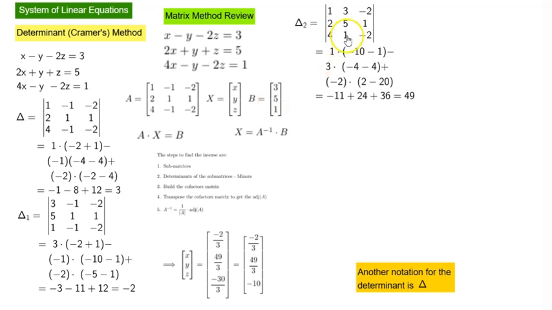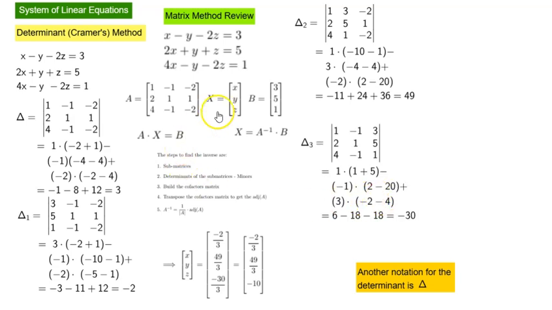Next, we repeat the same process with respect to the coefficients of Y. We replace them by these constants and evaluate the determinant and represent it as delta 2. Really, the next step is we replace the coefficients of the third variable, that is Z, with the constants and evaluate the determinant, representing it as delta 3.